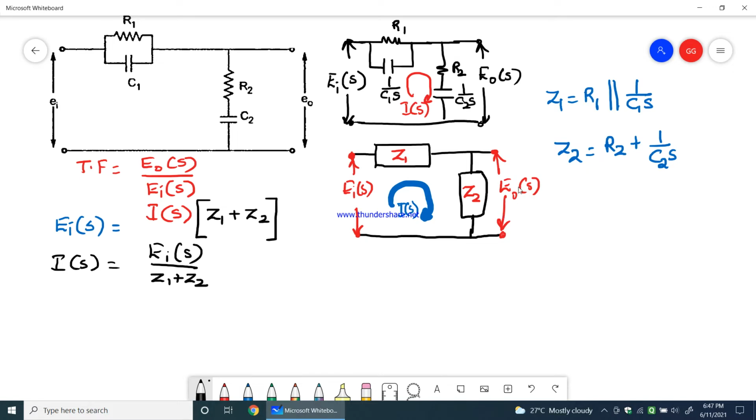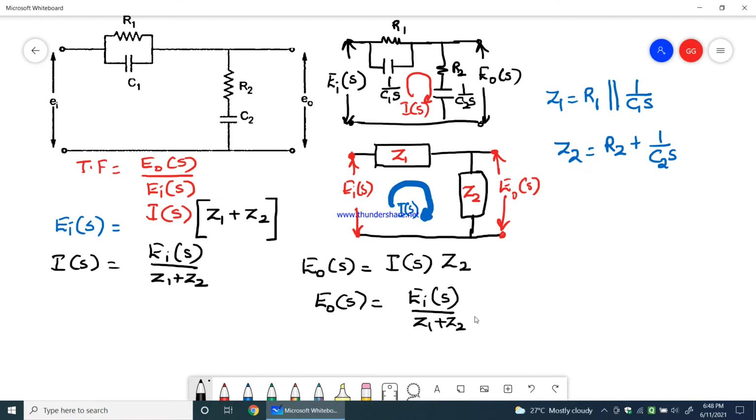Now what is E out of S? E out of S would be the voltage across Z2, which is nothing but the current I of S multiplied by Z2. That's it, very simple. So the current through Z2 is I of S multiplied by Z2. Now I will substitute I of S with this term. Therefore, E out of S equals E in of S divided by Z1 plus Z2, multiplied by Z2.